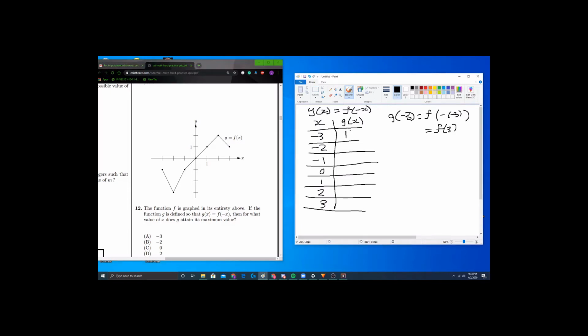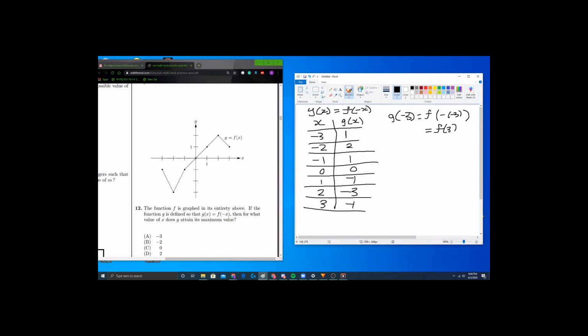With negative 2, when we put negative 2 back in here, that really just means f of 2. F of 2 is 2. F of negative 1, so f of positive 1, is 1. F of negative 0 is just 0. That is 0. Then 1 is going to be replaced here, f of negative 1, that is negative 1. 2, f of negative 2, is negative 3. f of negative 3 is negative 1.